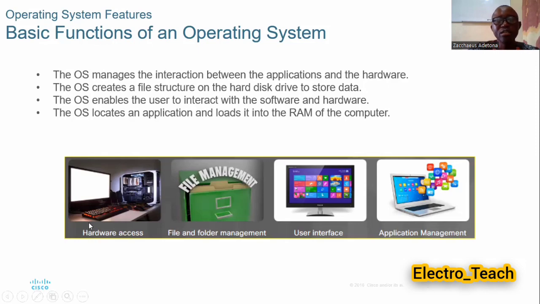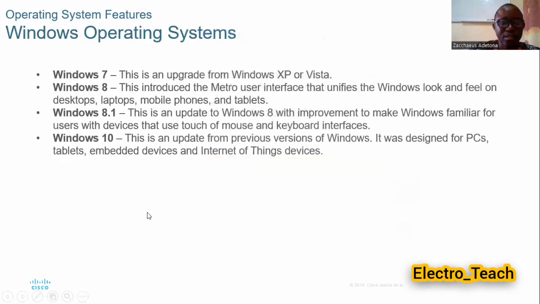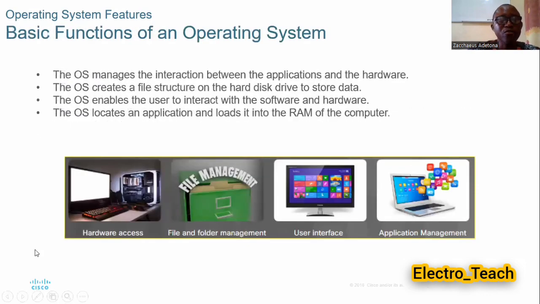If you look at the screen here, this is a graphic demonstration of different functions of the operating system. One is hardware access, that's the first one here. The second one, file management: how files are arranged or kept on the hard drive. The user interface that you see on the screen when you open the system, that is what the operating system presents. It is the operating system that takes care of that. Then application management. Management of the application programs that are installed is done by the operating system.